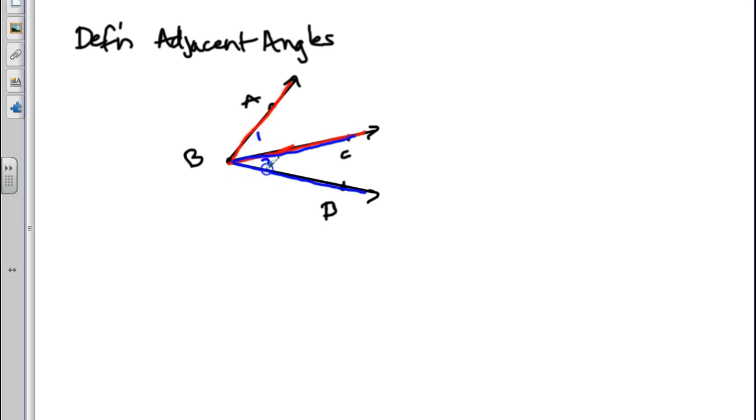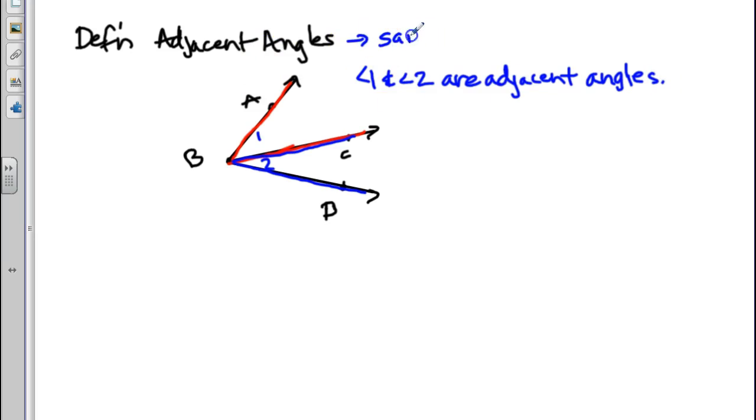All right, so I'm going to write ones and twos here. Angle 1 and angle 2 are adjacent. So why are they adjacent angles? By definition, they share a side. I'm going to write same vertex because I didn't write an H there. Same vertex, and they share a side. So two angles that have the same vertex and share a side, that's your definition of adjacent angles.